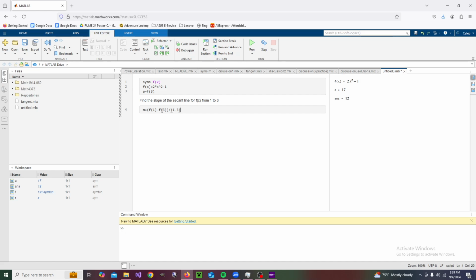Okay, well now, when I run this code, it's going to do step 1, make a symbolic function, step 2, tell it what that symbolic function that it just made is equal to. It's going to do line 3, which is set the variable a equal to f of 3, and then it's going to do line 4, which is find f of 1, f of 3, plug those in here, and do this calculation. And the answer is just immediately 8. So not only does it find it, but because I said m is equal to this value, it stored that as m equals 8.